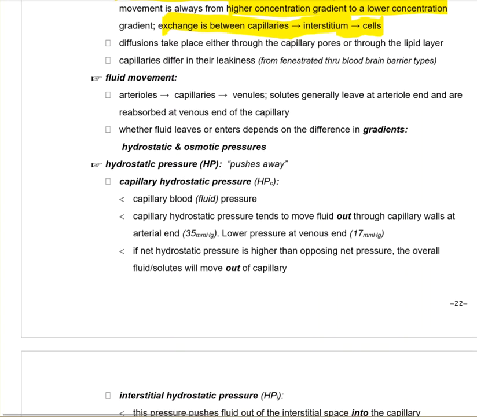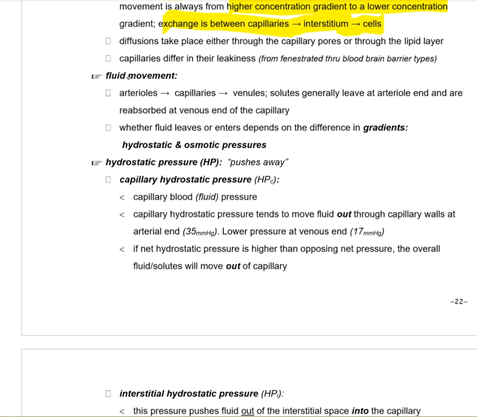Now, generally speaking, because fluids are going from arterioles, capillaries, venules, solutes generally leave at the arterial end and are reabsorbed at the venous end. So that kind of makes sense. We're bringing in nutrients, and there's low nutrients in the tissue, so there's a high gradient. So the nutrients will diffuse out more at the arterial end, and then as that blood leaves, we have less solutes in the blood, and we might pick up more solutes like waste products on the venous side.